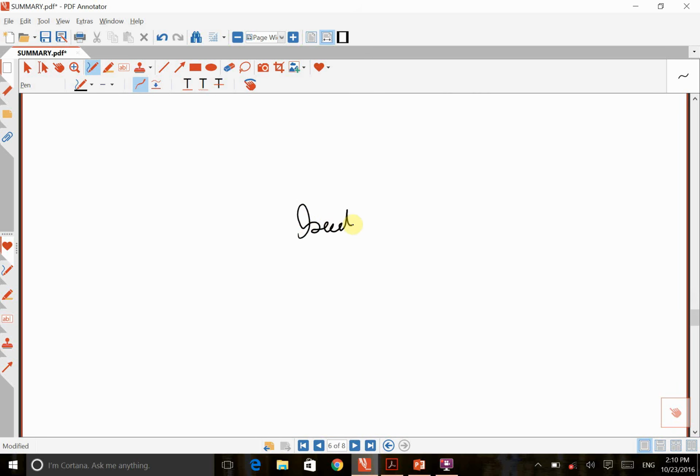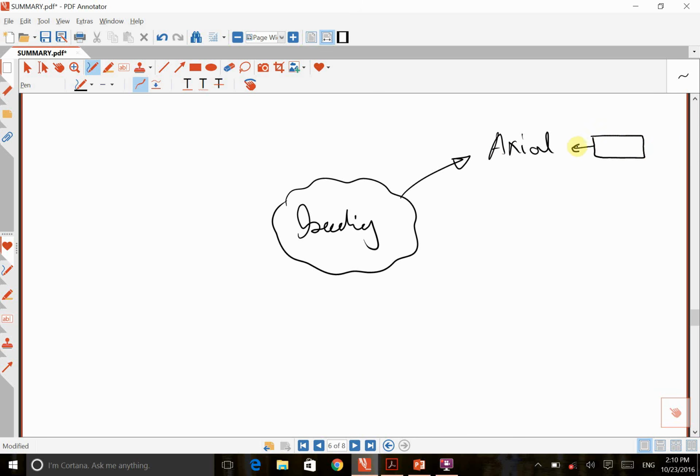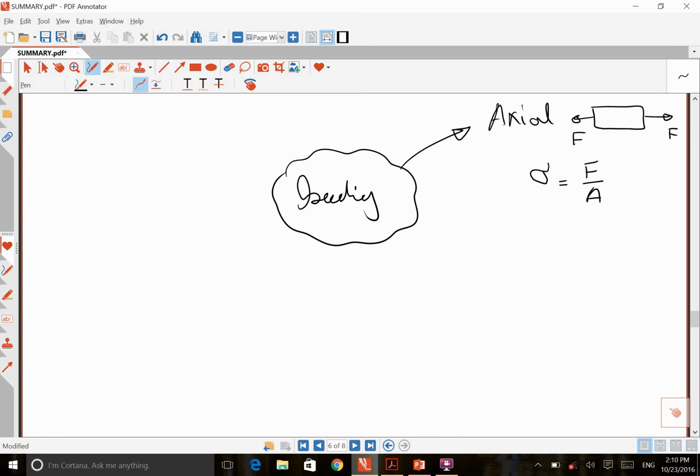For loading, we can have different types of loading. We can have axial loading, if that's our specimen. This is axial loading F. This type of loading causes normal stress, and the amount of stress is F over A. F is the amount of force and A is the cross-sectional area. So whenever in this chapter I say stress, I mean maximum stress. Okay, so that's an agreement.